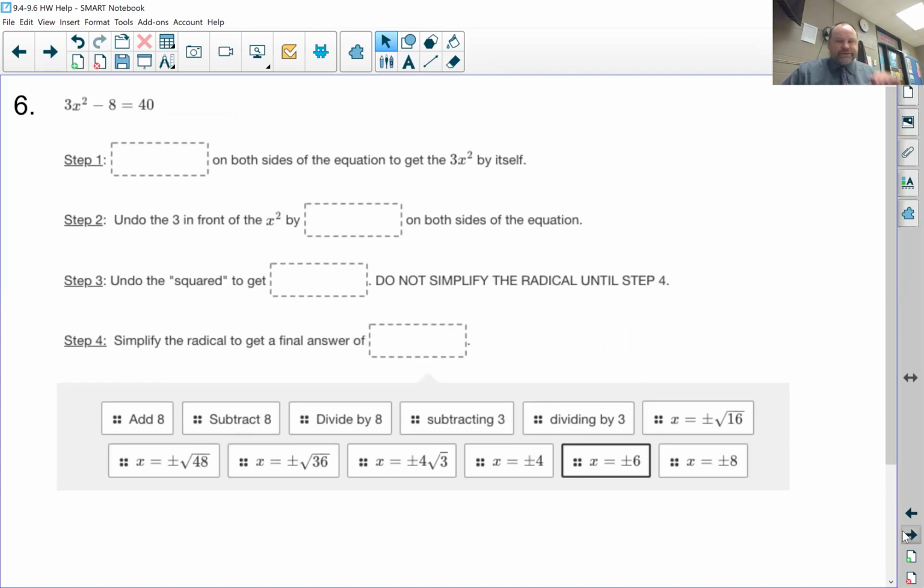For number 6, you actually should show the steps. So there are some possible things that you're doing here on the bottom. It's a drag and drop. So what are you going to do on both sides to get the 3x squared by itself? And then to undo the 3 in front, what do you have to do? And so on. And then the very last step, give the answer.